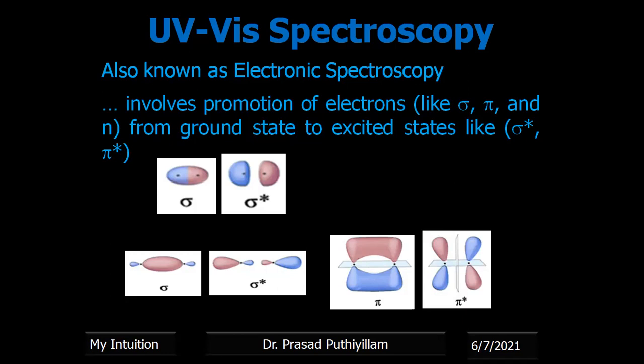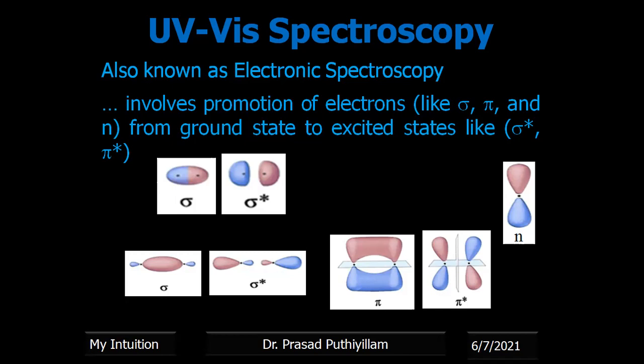Or it may be a non-bonded electron. Usually we call it a lone pair of electrons. Lone pairs of electrons are there in certain atoms like nitrogen, oxygen, halogens. They have lone pairs of electrons on their outermost orbital. Those lone pairs of electrons are represented as n. So these are the electrons. It may be a sigma electron, pi electron, or non-bonded electron. They absorb UV visible spectra, UV spectra as well as visible spectra.